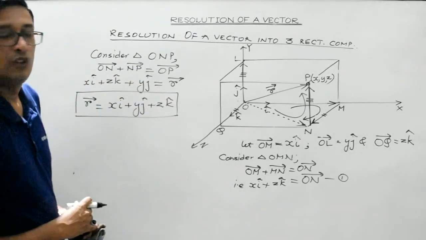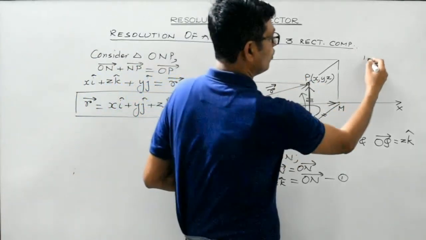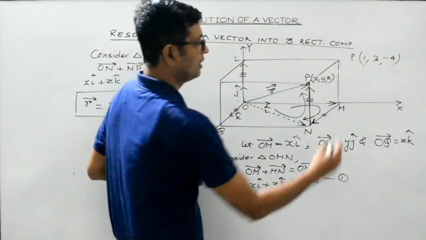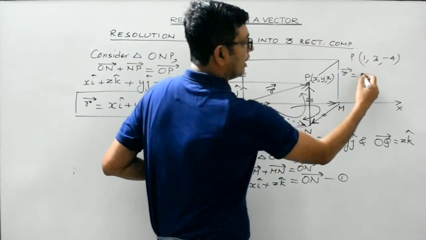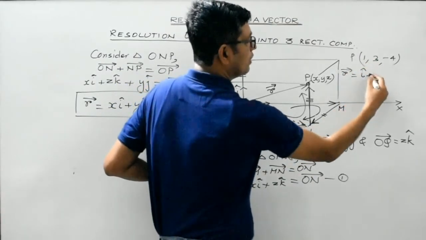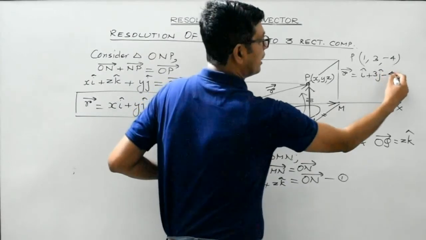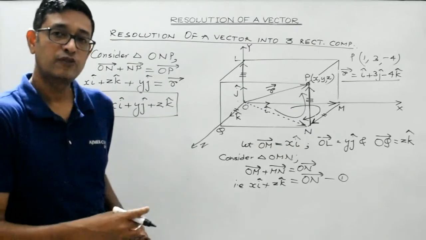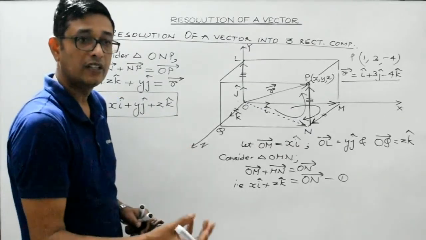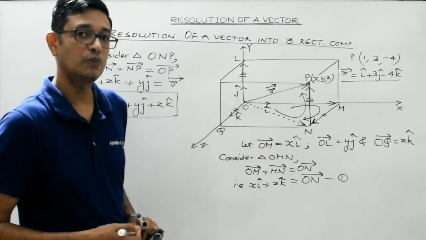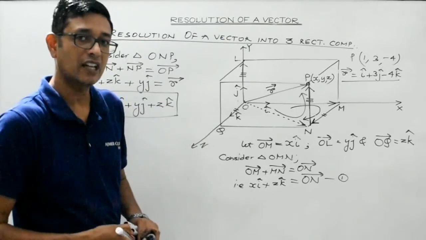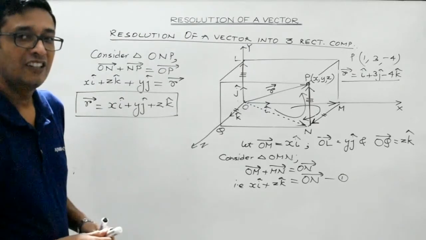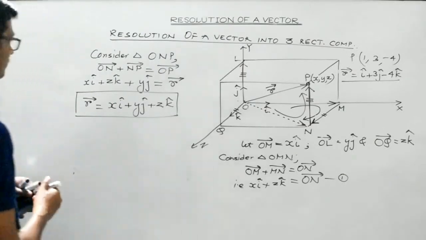Clear, students? So if it has coordinates 1, 3, minus 4, then in the vector form it would be given by 1 i cap plus 3 j cap minus 4 k cap. So this is the proper way of writing a given point in terms of position vector, in vector form, in terms of i cap, j cap and k cap. So this is in vector form.